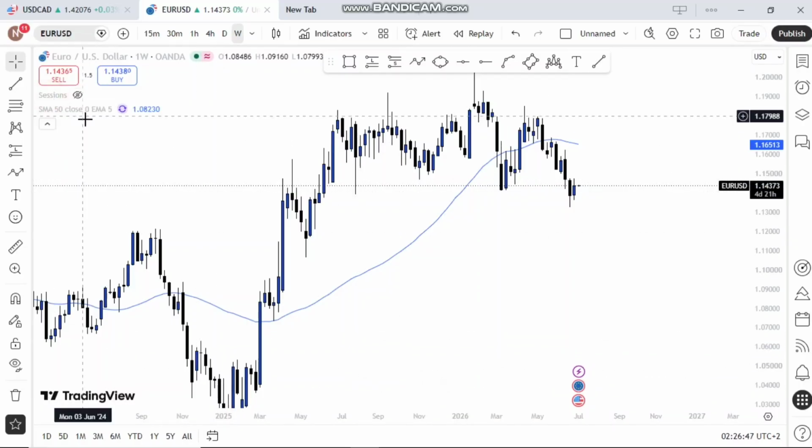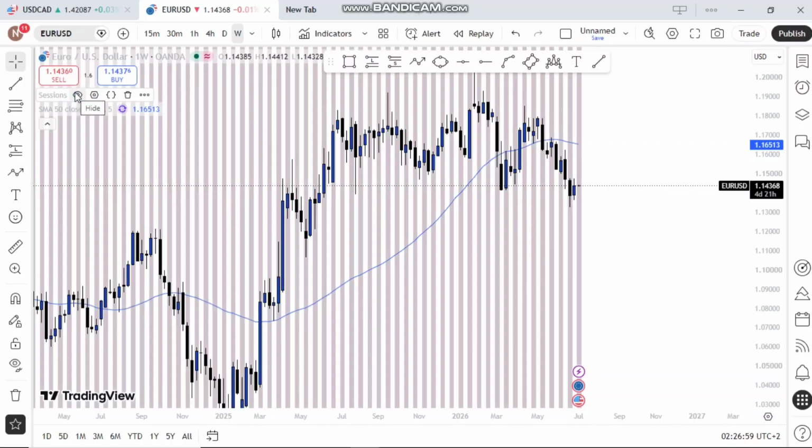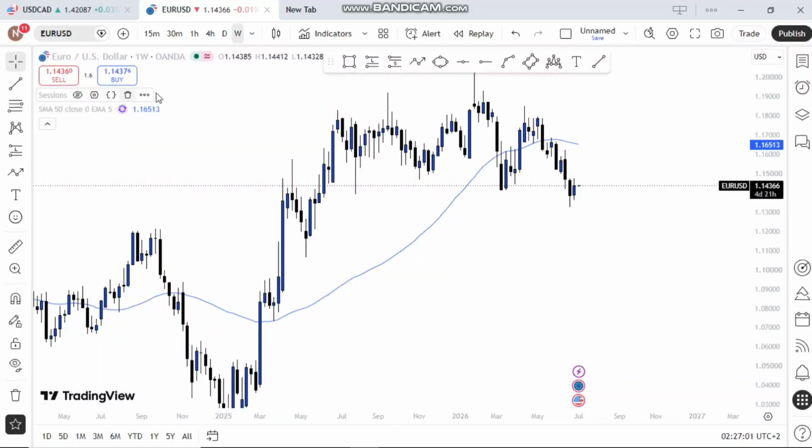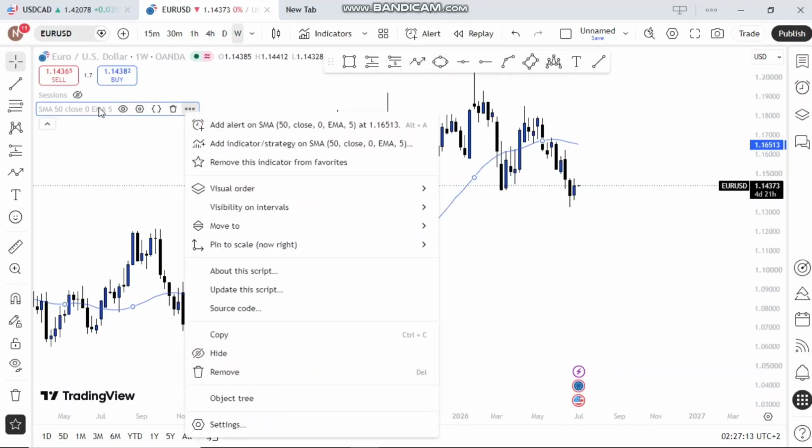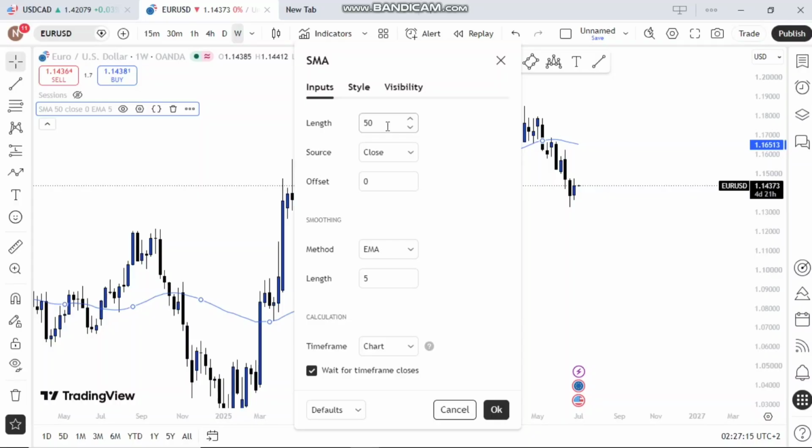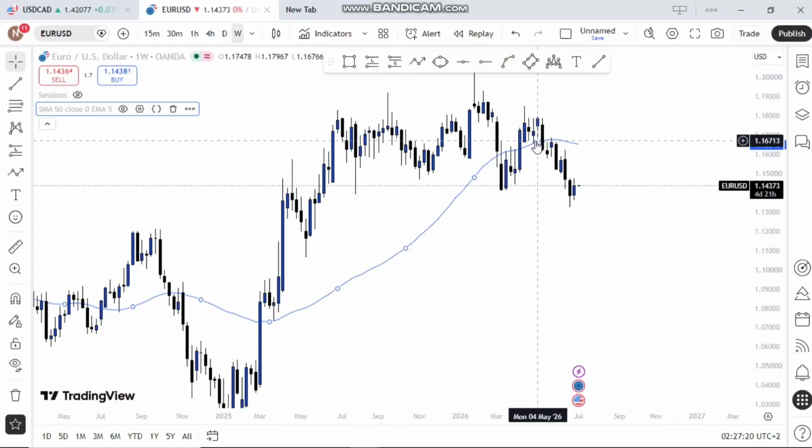If you're new to TradingView, it's going to show you a bunch of stuff. To eliminate a few things, click this area here and press the eye, and everything, all the noise and the graphs shown below, is going to disappear. Then go to your EMA, double click it, and set the length to 50. This is the EMA.